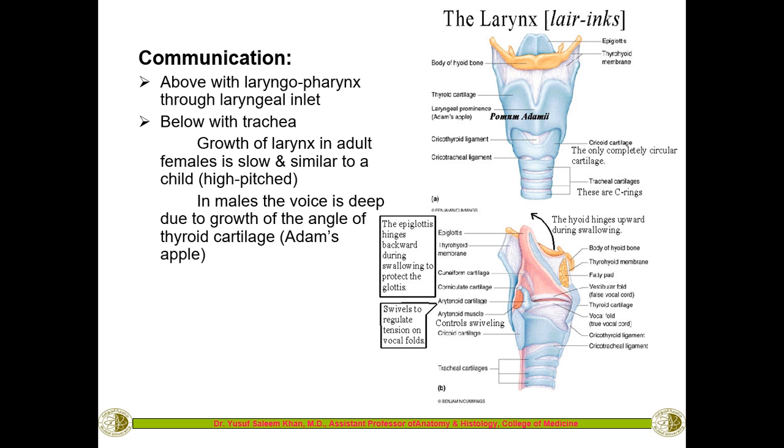It will be moving up and down. This is because of the greater angulation in males. That's why the voice is also deep.